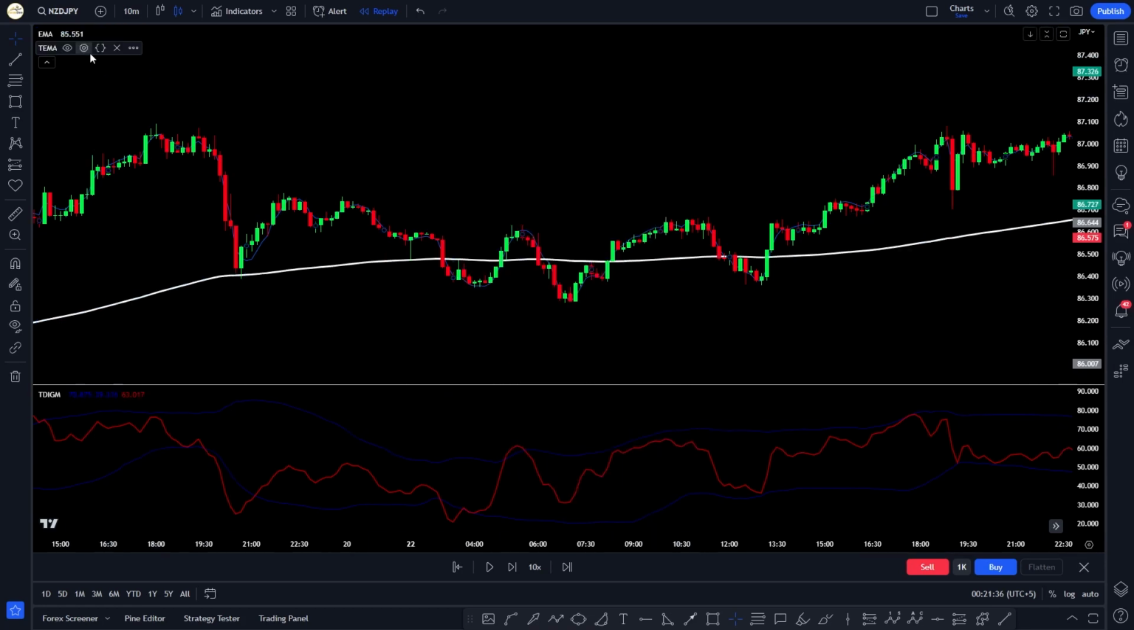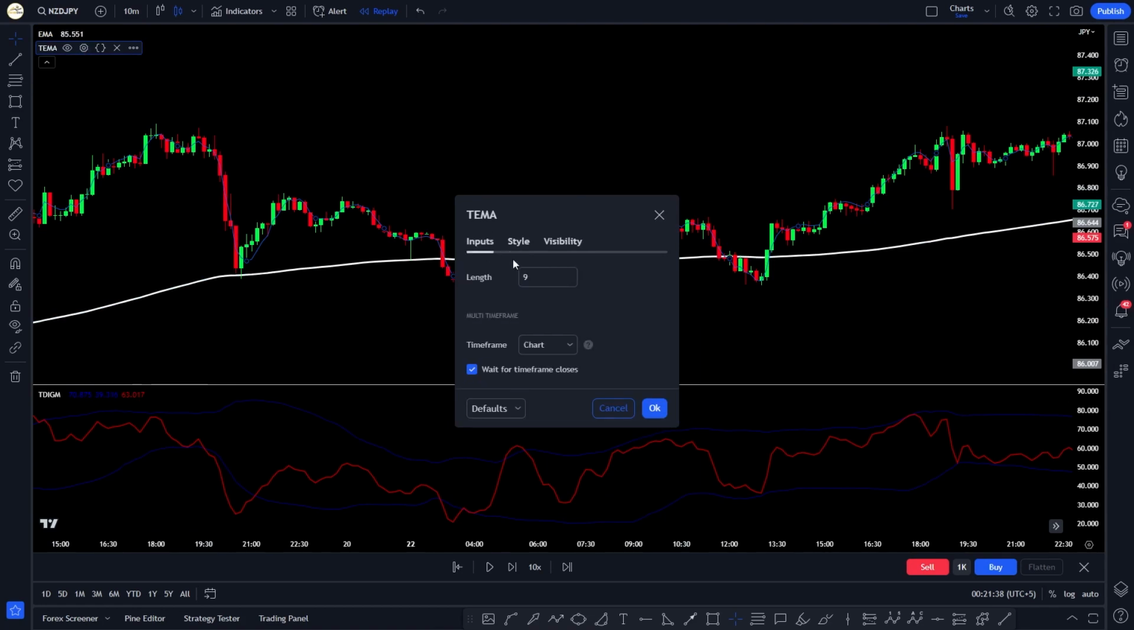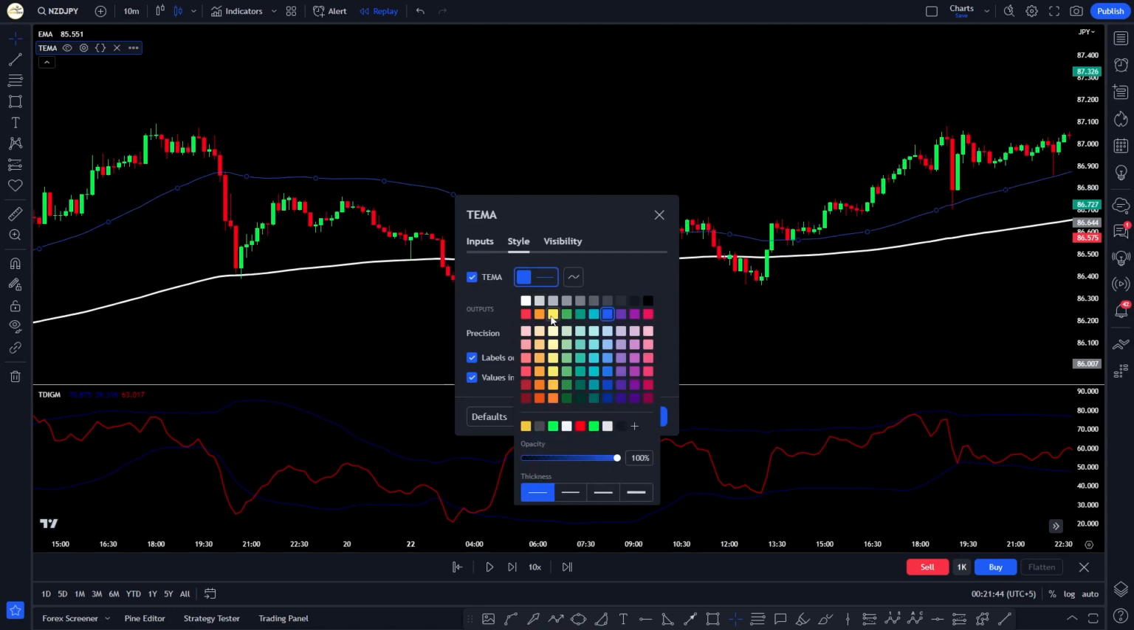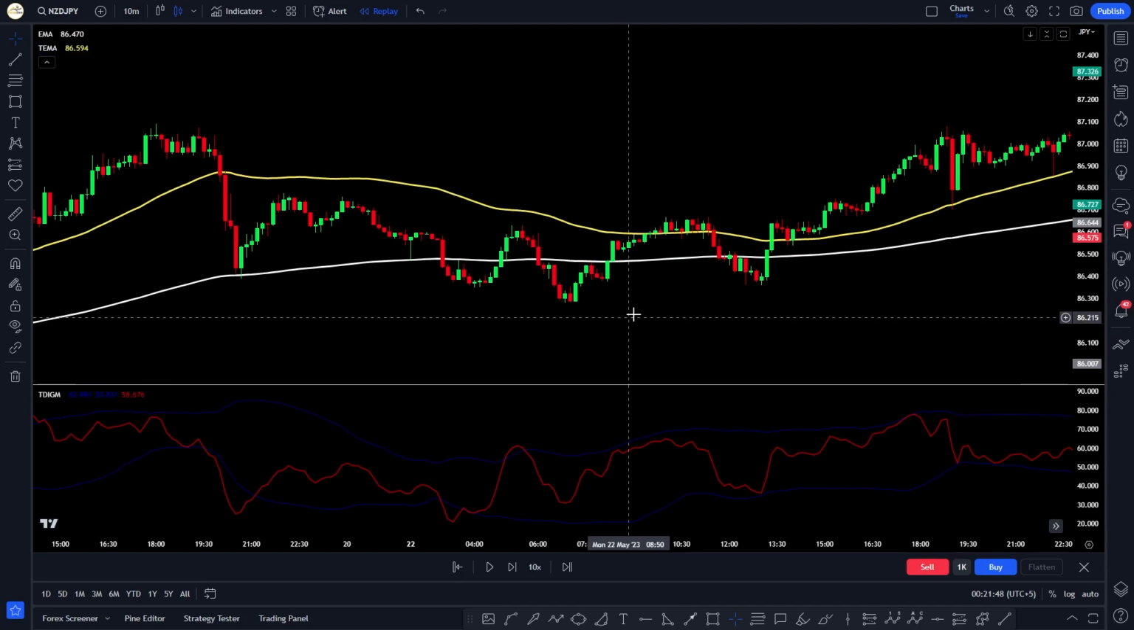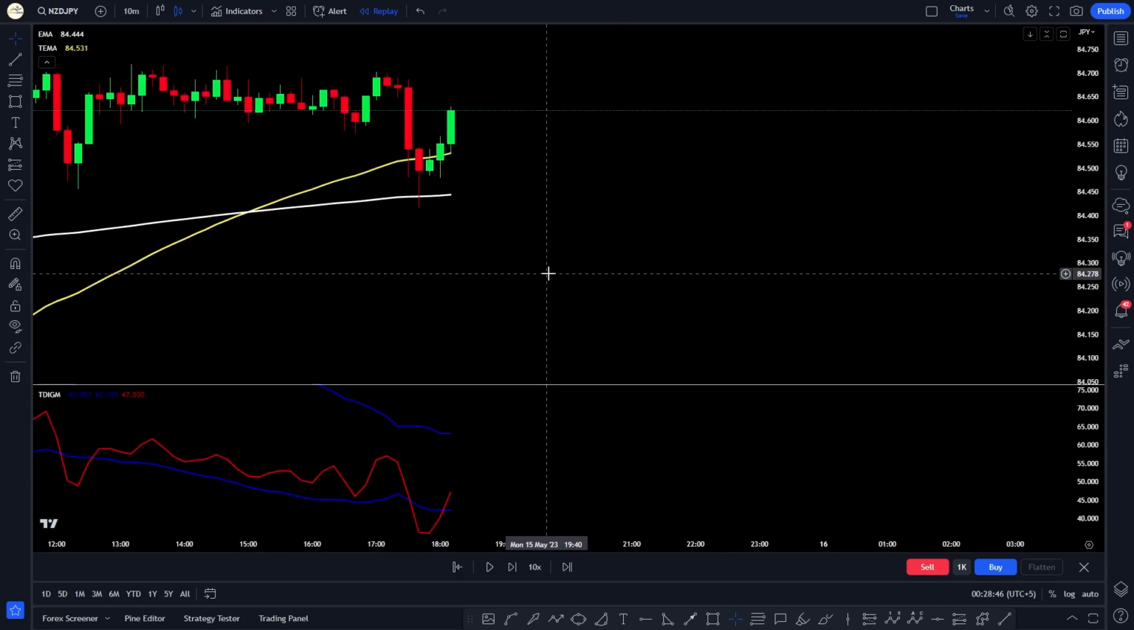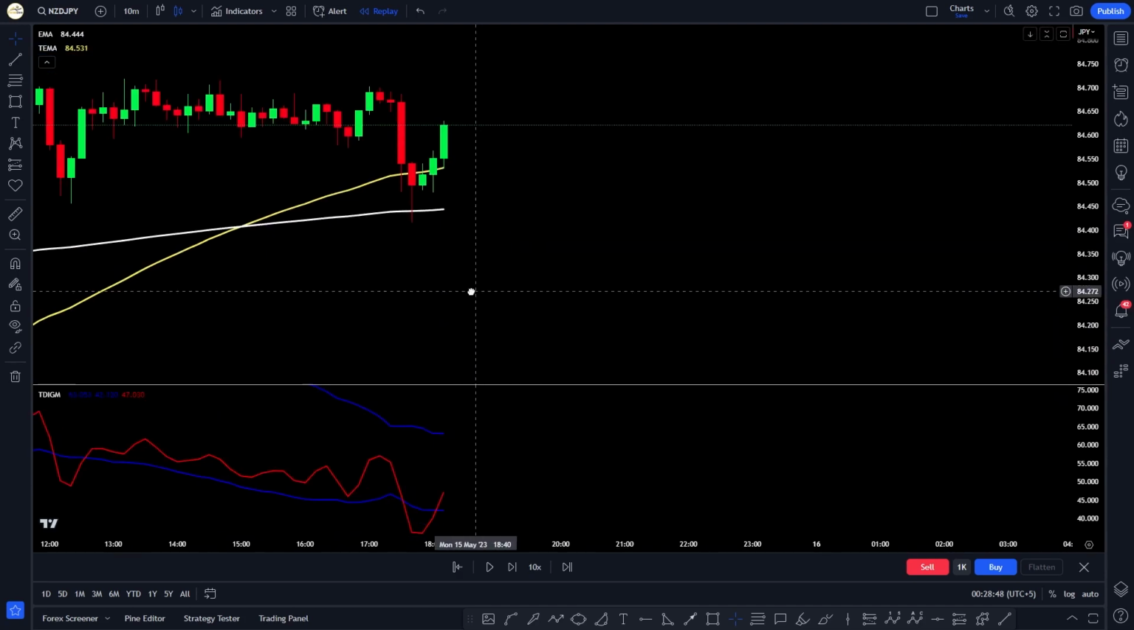And now let's go towards the settings of the triple EMA indicator, and inside the input we're also going to increase its length from 9 to 200 and change its style, so we'll be changing its color to yellow and also increasing its line thickness. So now let's go ahead and talk about how you can take long and short positions using this strategy.